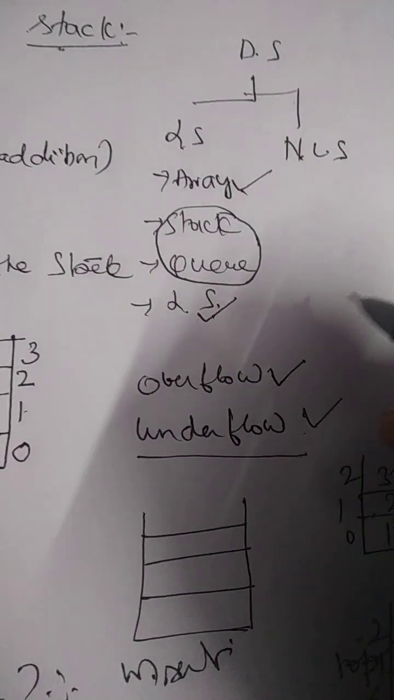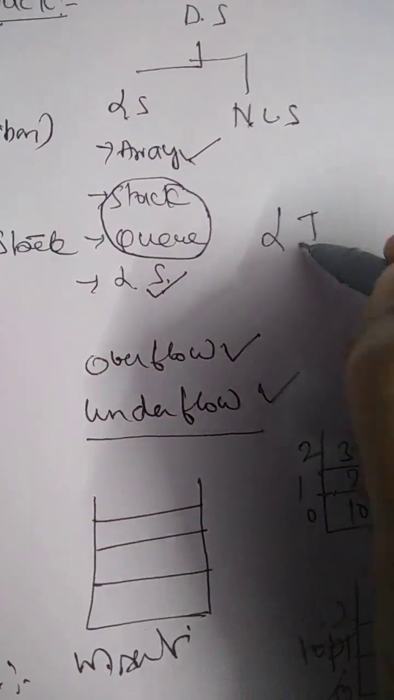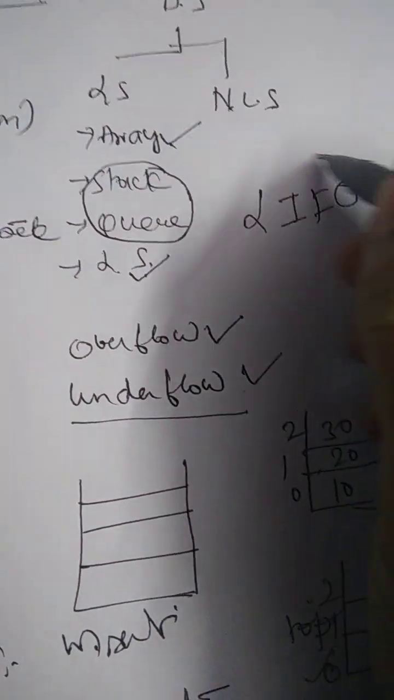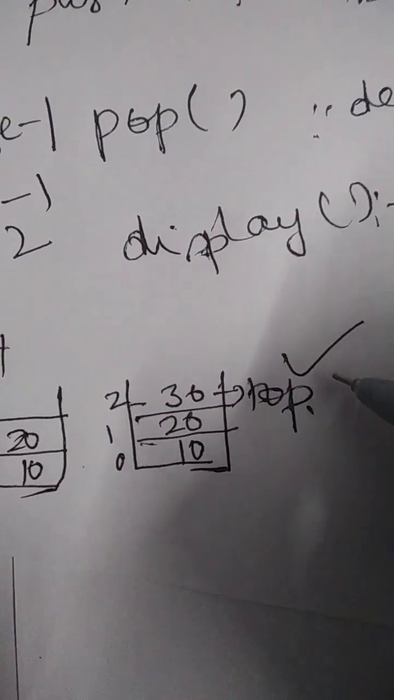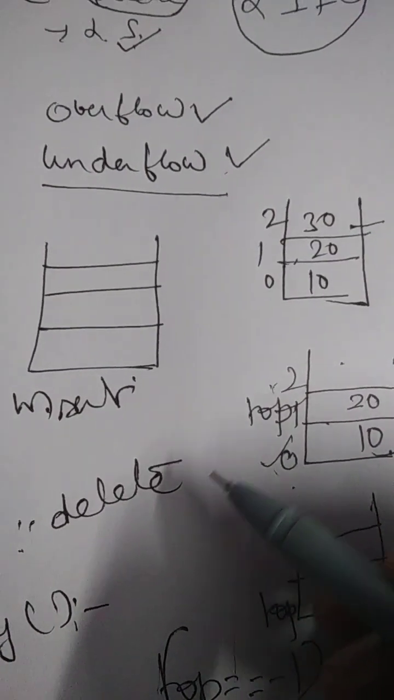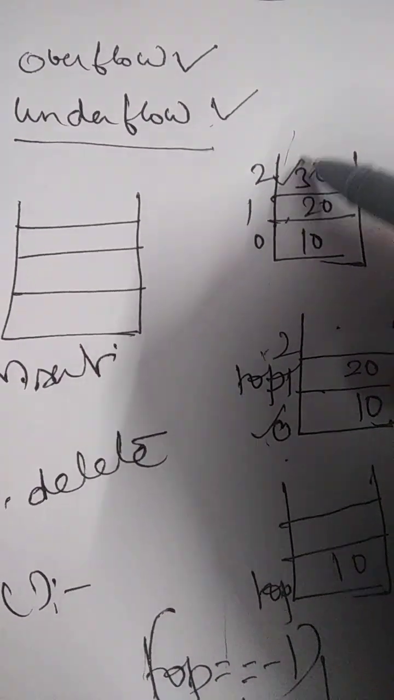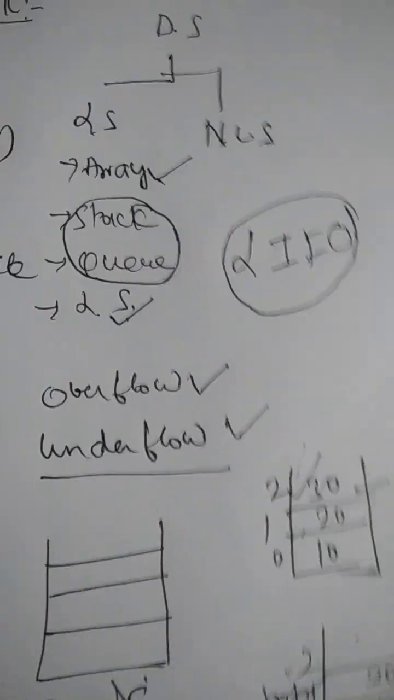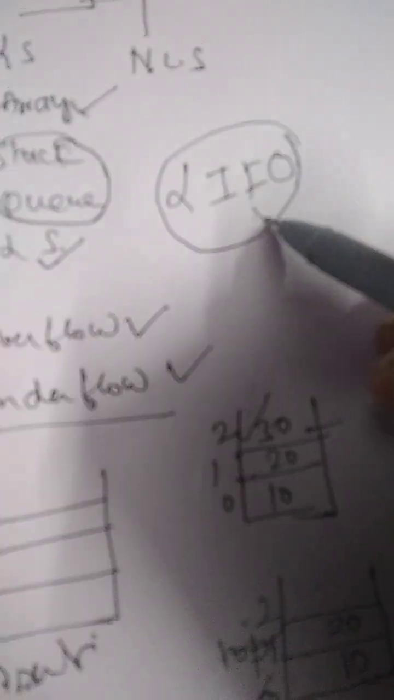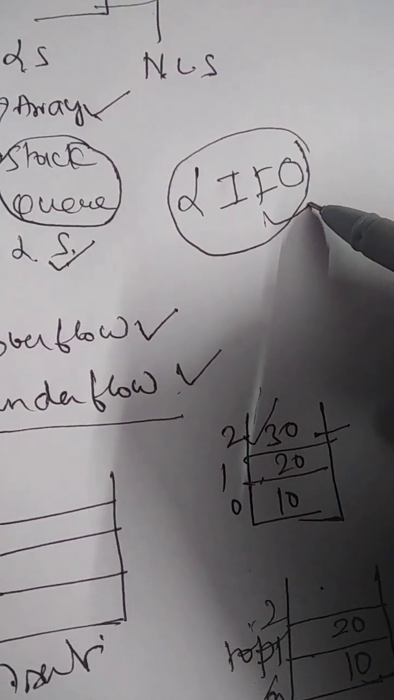One more important point you have to remember: which principle will the stack follow? The stack will follow last in, first out. This is the important point. What is the last element that I inserted? The last element that I inserted is 30. And what is the element that I removed from the stack? That is 30. Last in, first out. Remember, don't get confused between stack and queue. The stack will follow the LIFO principle, last in, first out.